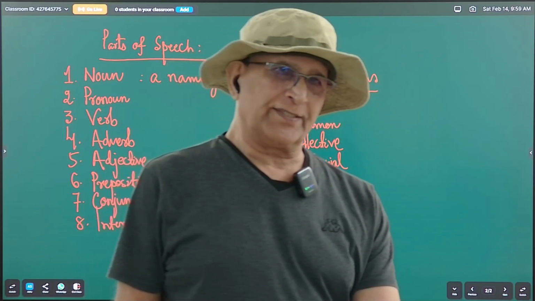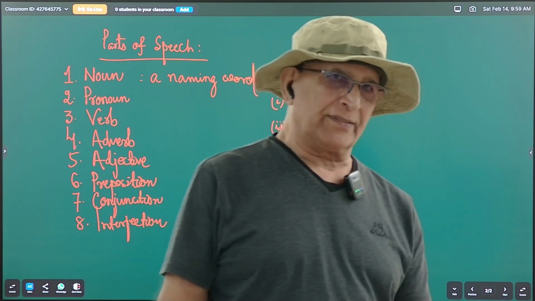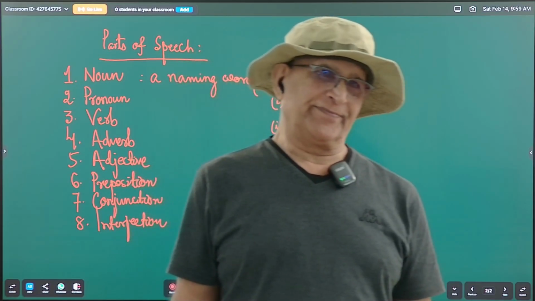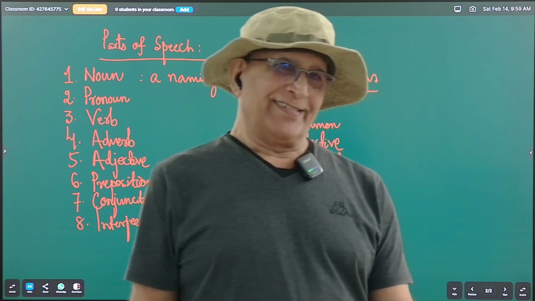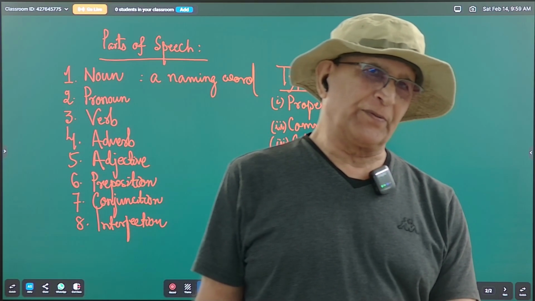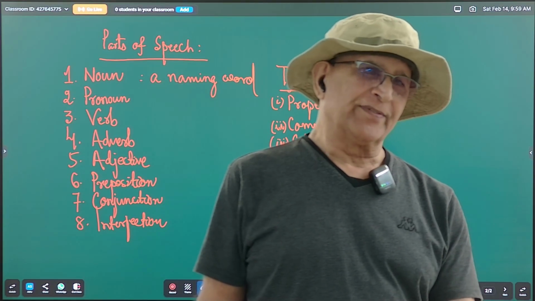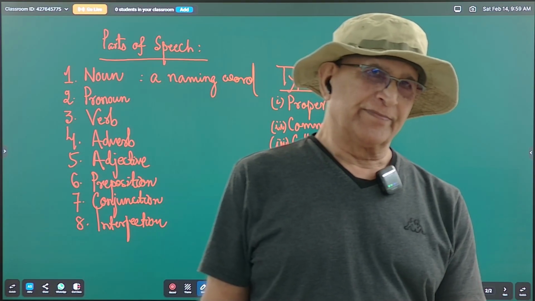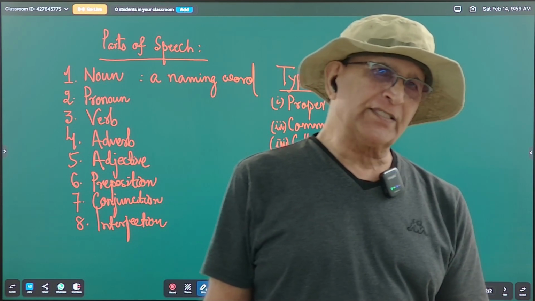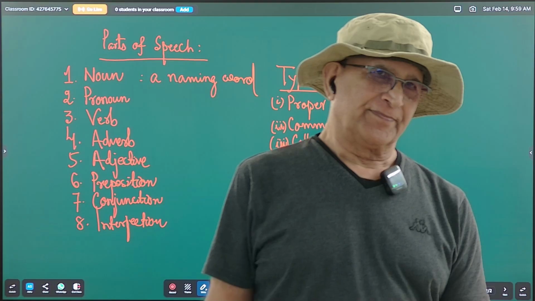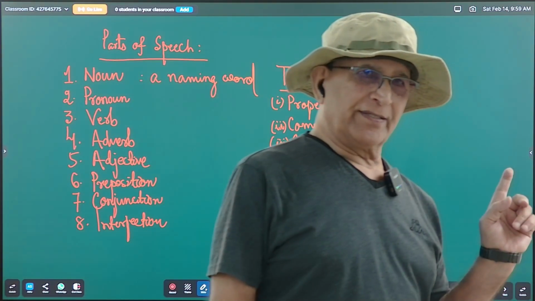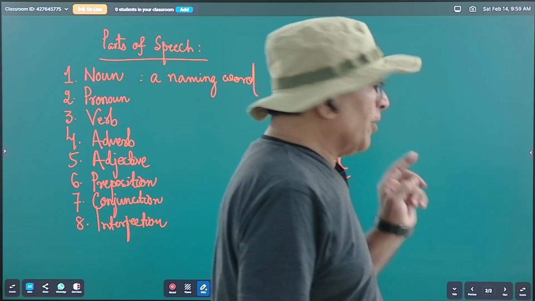Proper noun is what? All names proper are proper nouns. Sachin, proper noun. Argentina, proper noun. Maradona, proper noun. Bhubaneswar, proper noun. Khordha, proper noun. Rajesh, proper noun. Subham, proper noun. All these are names. All names are proper nouns. And the second one is common noun.